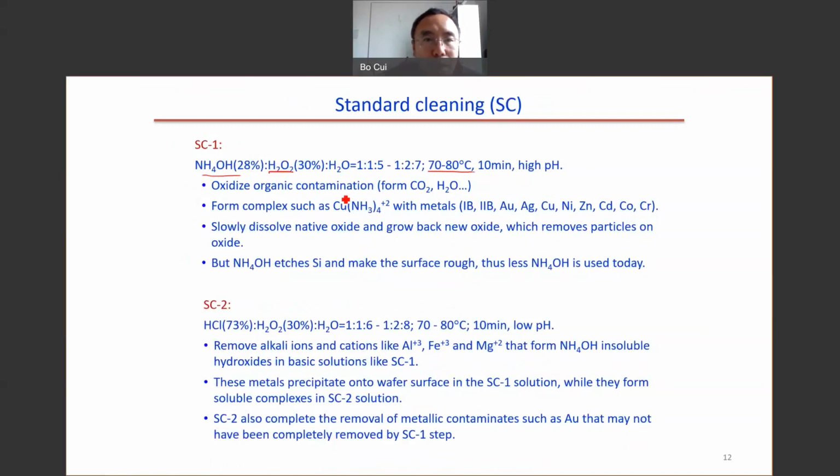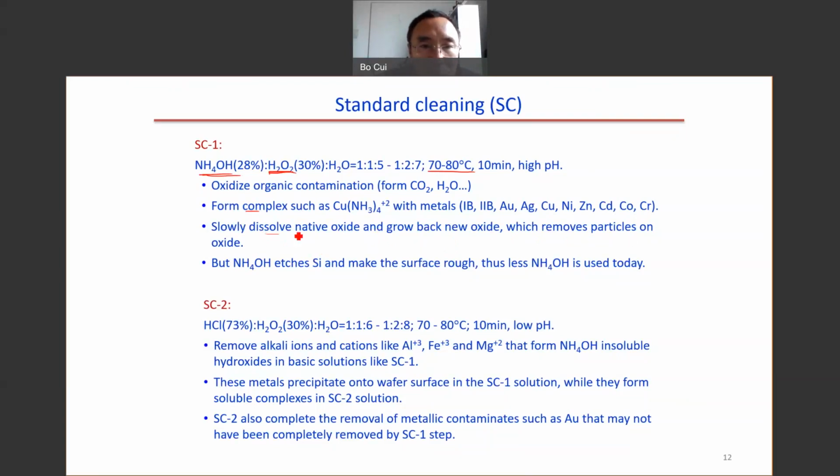This is high pH. We have this hydrogen peroxide, which will oxidize organic contaminants. And the ammonium hydroxide will form complexes with those metals. When they become complexes like this, they are soluble. Because of this, it also dissolves the native oxide and grows back new oxide. This process will remove particles on top of the oxide.